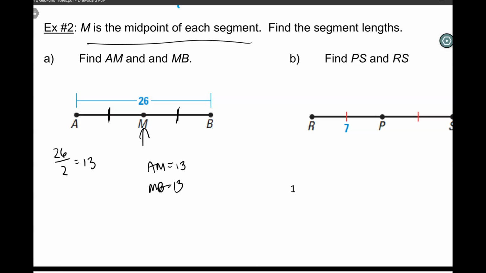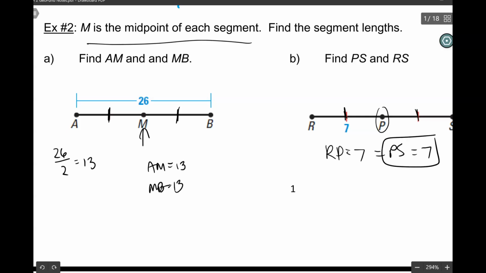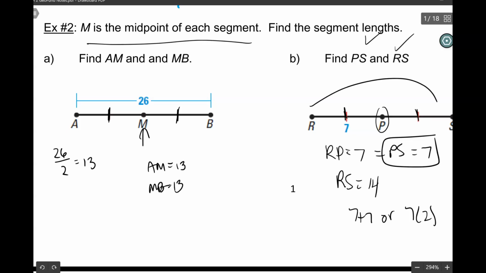Once again, here P is the midpoint. So if RP is 7, and these two segments are congruent, that means PS is also 7. So PS, and then we want RS. So RS is the whole thing. So RS is going to be 14. So you could do 7 plus 7, or you could do 7 times 2.